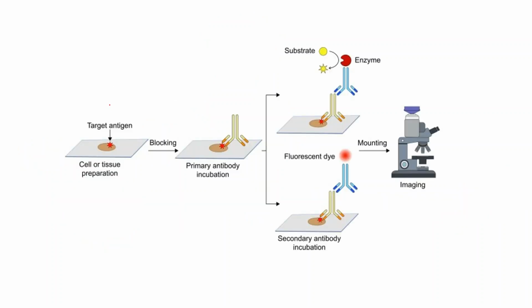This is the cell or tissue, and this is the target antigen which we want to see. In this cell, we want to see a particular antigen, let's say, for example, CD44. So we have to add the primary antibody which is specific to CD44.